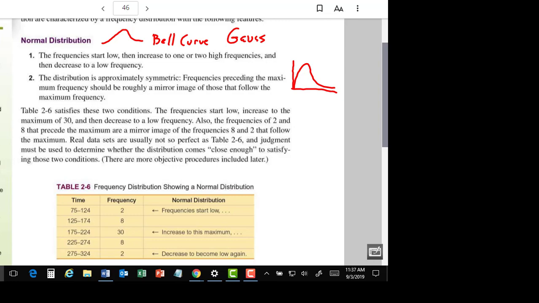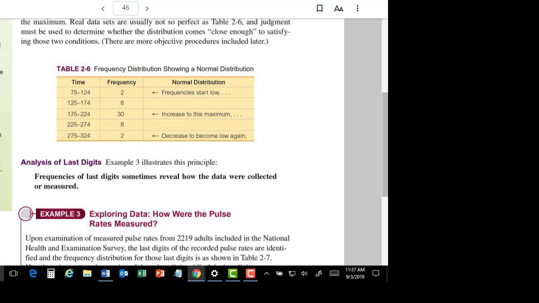So you can take a look already and start to see that this is looking kind of normal, because look at the way it's piling up. We call it normal. Okay. Any questions so far?